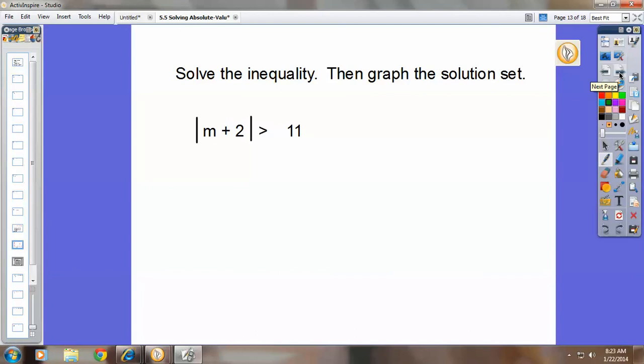Solve the inequality, then graph the solution set.